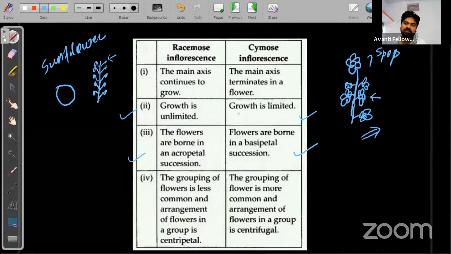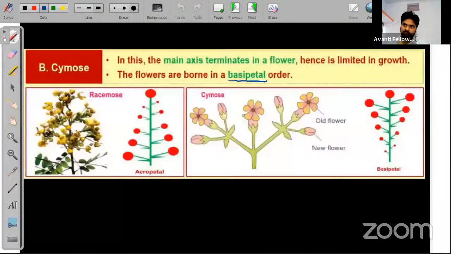I think you understood. If you did not understand, what is the difference between racemose and cymose? Please put a message in the chat box if you did not understand it.